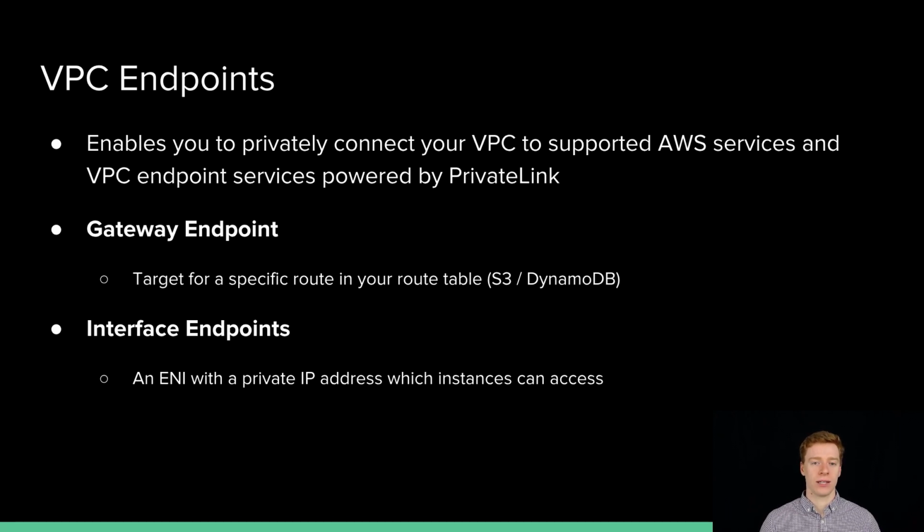Now the gateway endpoint is defined within your route table, so we've mentioned that previously, and this is for S3 and DynamoDB, where you specify in your route table any traffic for S3 go via this gateway endpoint, or any traffic for DynamoDB go via this gateway endpoint. The second option is interface endpoints, which sets up an elastic network interface within the VPC, and then your instances talk via this private IP, and that allows you to also set up some access policies to limit what instances can actually access from the service.